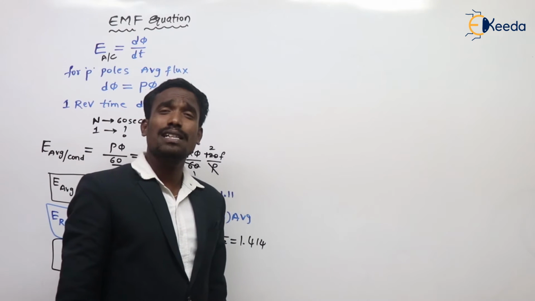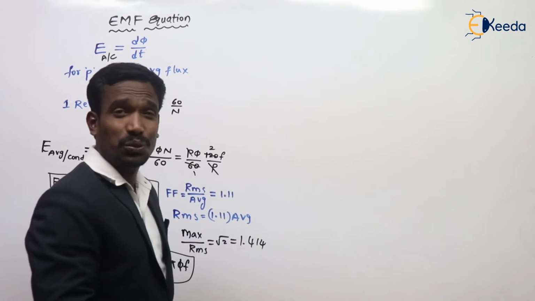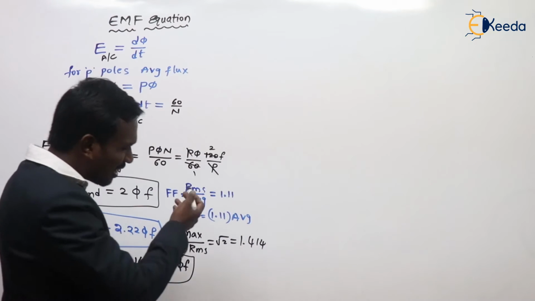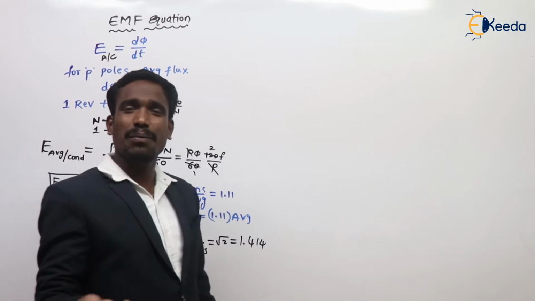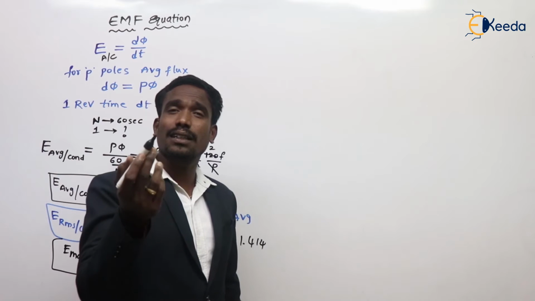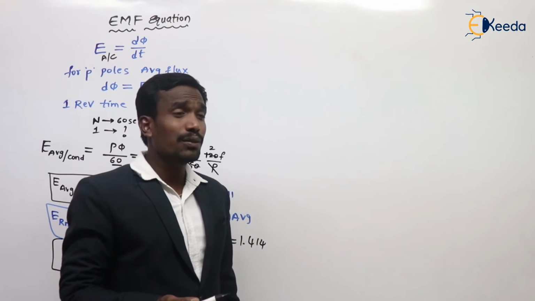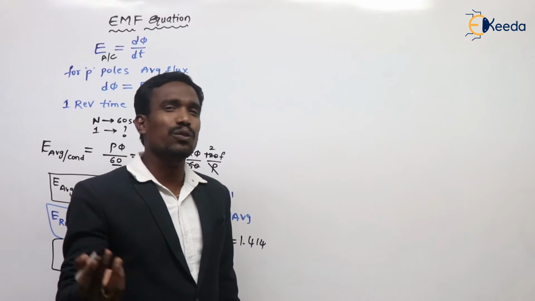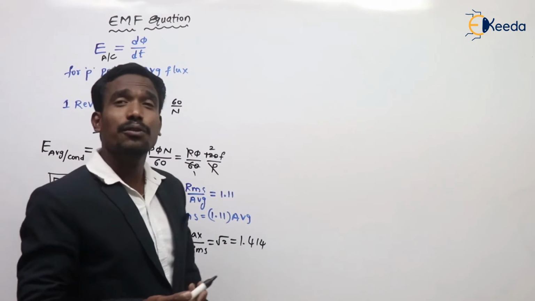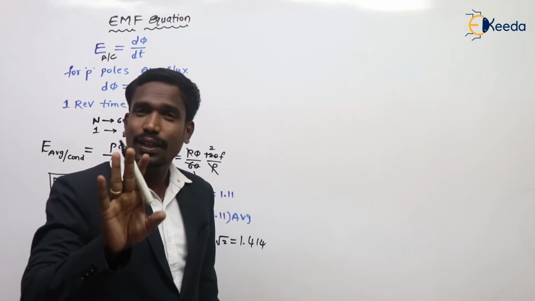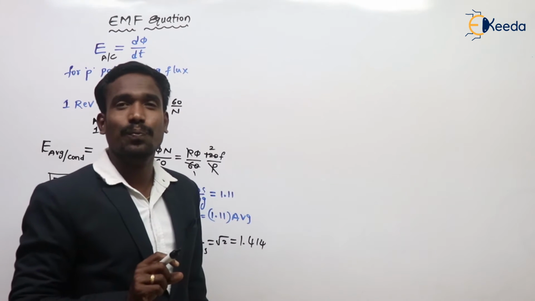Sir, the actual EMF equation has not come up till now. What is the actual? These are all actual EMF equations only. They may ask you average per conductor, RMS per conductor, maximum per conductor. Sir, but we know the EMF equation 4.44 something. But where is that EMF equation? Just wait, I will give you that equation also.